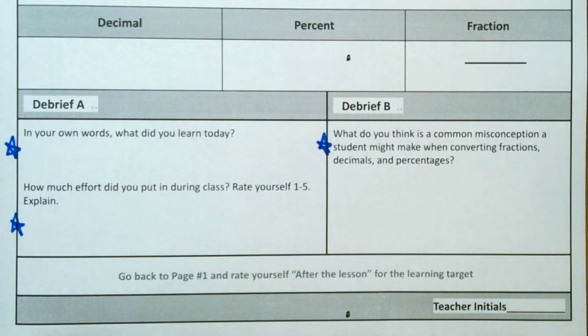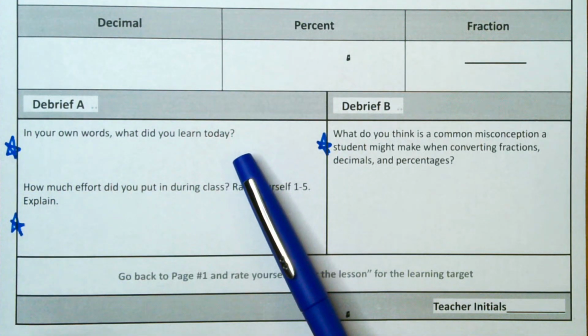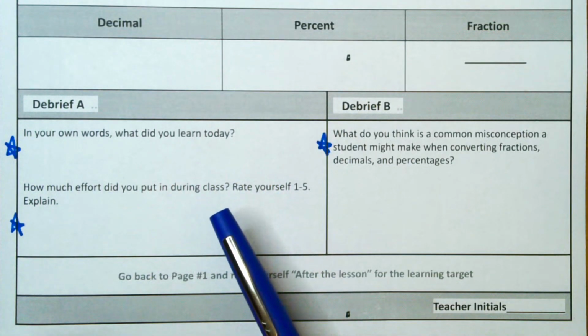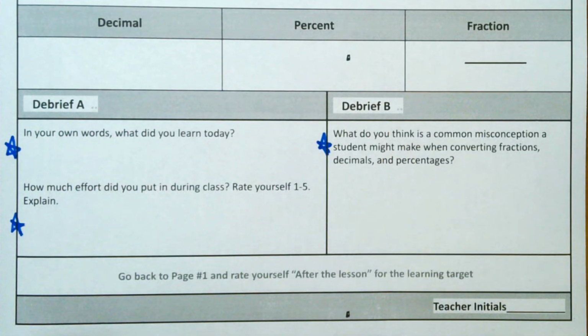To wrap up today's lesson, make sure that you answer our 3 debrief questions. In your own words, what did you learn today? Sometimes it helps to look at our learning targets from page 1. How much effort did you put in? Rate yourself 1 through 5, 1 being the lowest and 5 being the highest. Explain. And what do you think is a common misconception a student might make when converting fractions, decimals, and percentages?